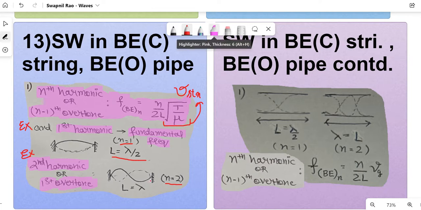In this case, the distance between one node and the next node is lambda by 2, and the distance between this node and this node is lambda by 2. So lambda by 2 plus lambda by 2 is nothing but lambda. So length is equal to lambda. I hope this is clear, because if this is clear, then this would also be clear.